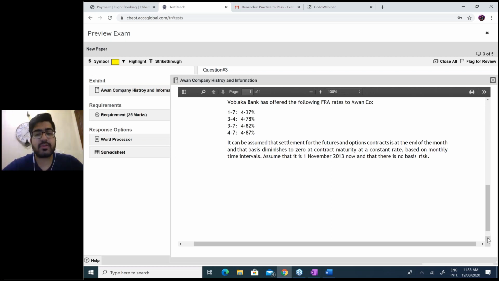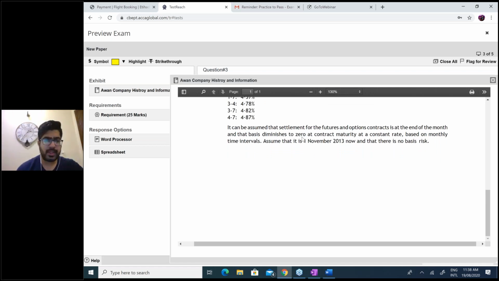Assume it is 1st November 2013. Now there is no basis risk. You need to assume this 1st November 2013. So that ends the question. Requirement.